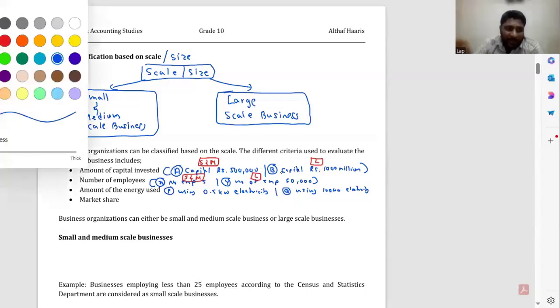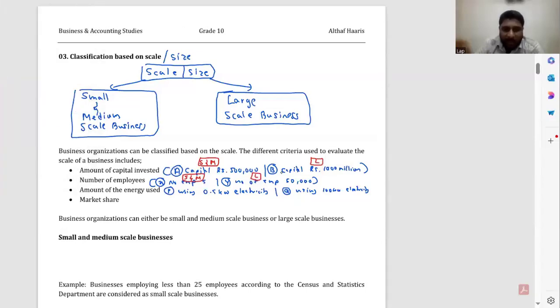Make sure to write down the examples. Out of these two companies, which one is small and medium, which one is large? Tell me, people, based on the energy use. Q is large, using 100 kilowatts per month. P is small and medium. Small and medium scale business. This is a large scale business.